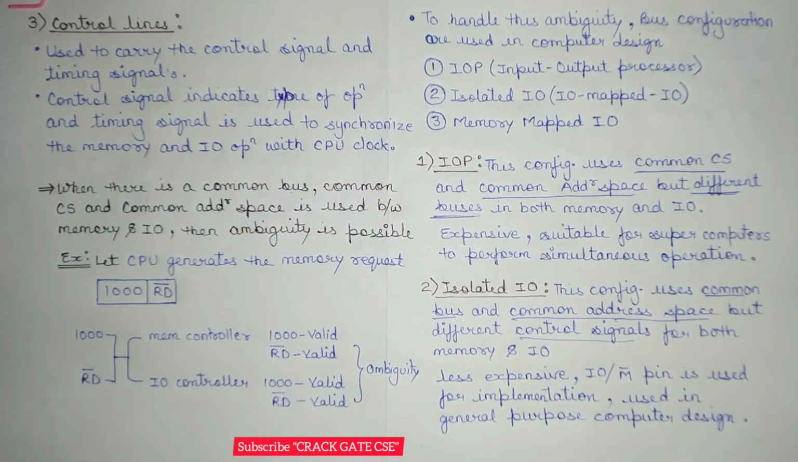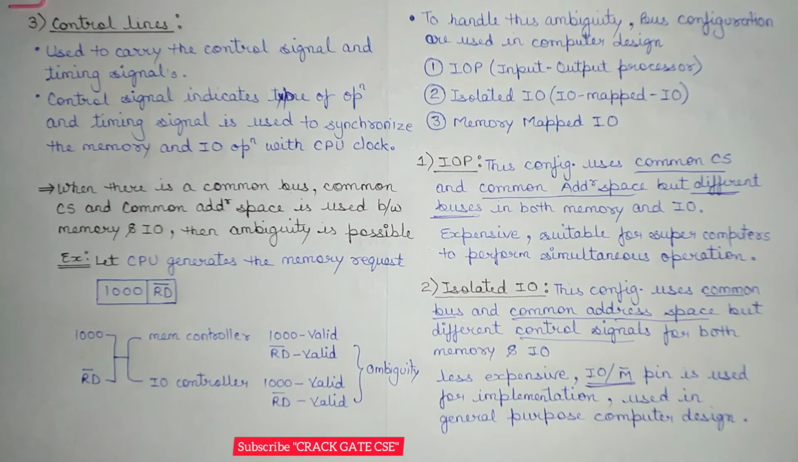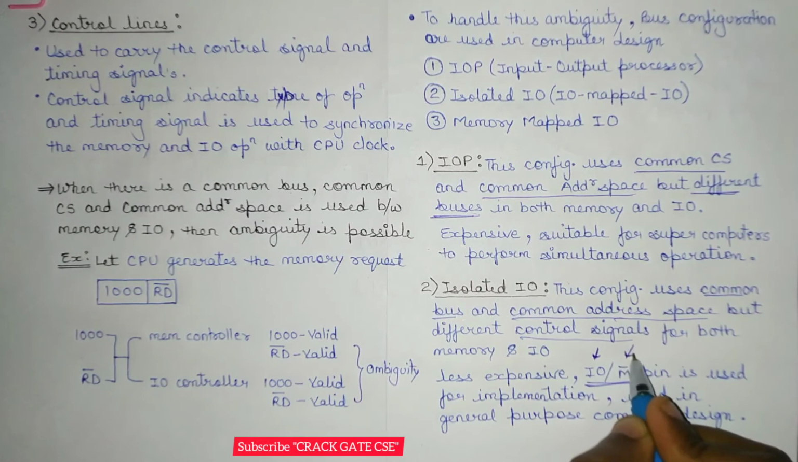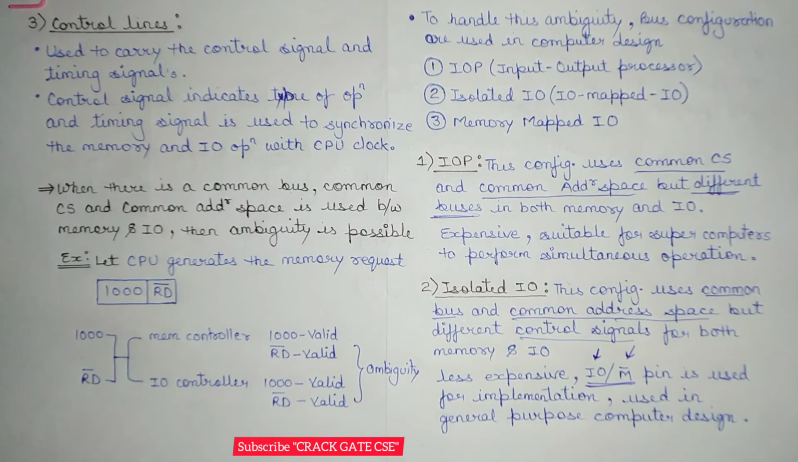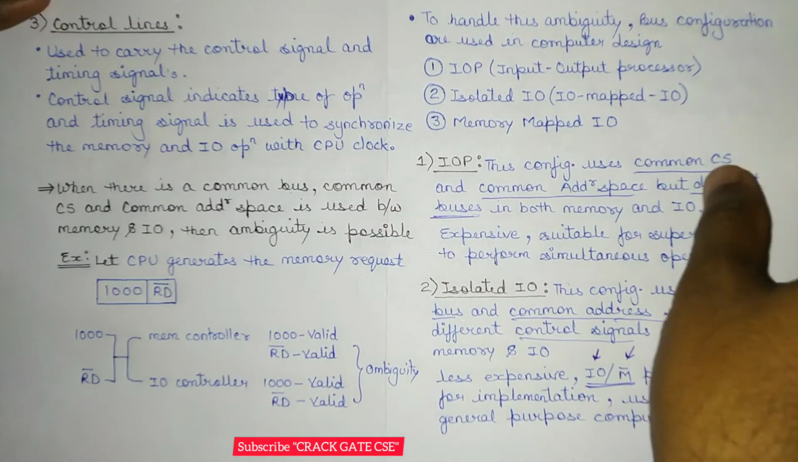So this particular kind of configuration is comparatively less expensive, and here we use a special pin which is IO/M bar pin. IO represents the input output component and M represents the memory component. So it is used to activate the respective component. So we will be using this special pin for the implementation, and these kind of design are used in general purpose computer design. Now let's try to understand with the help of some control signals and the table.